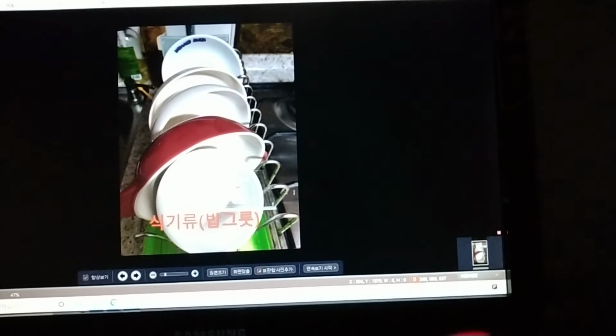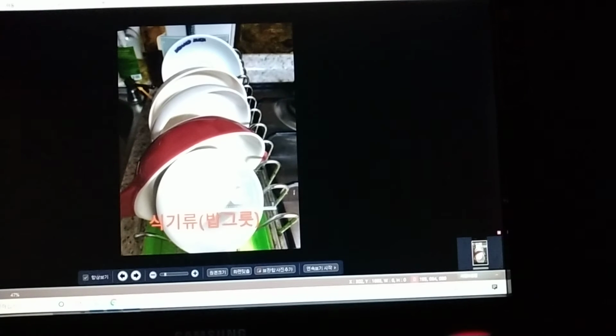Shikiryu. We saw this one before. Yeah, so I used it again because it will be helpful to remember. Shikiryu, 밥그릇. You can call those things 밥그릇. It's one kind of shikiryu. Got it? Let's see next one.